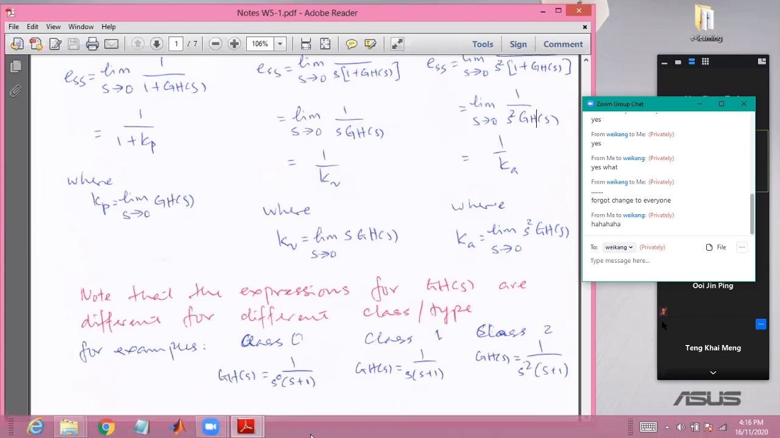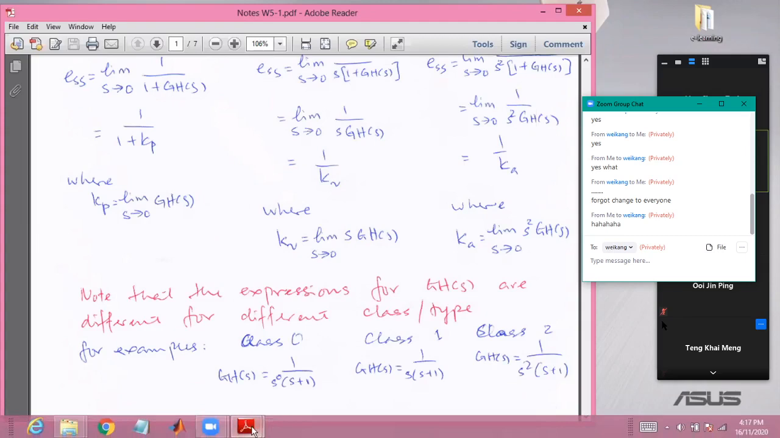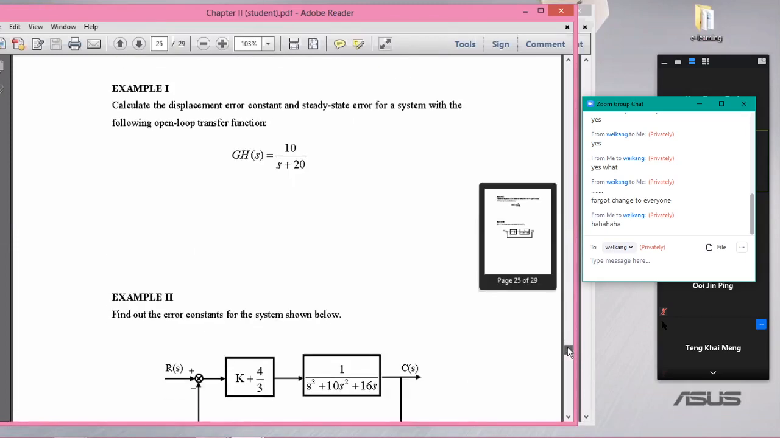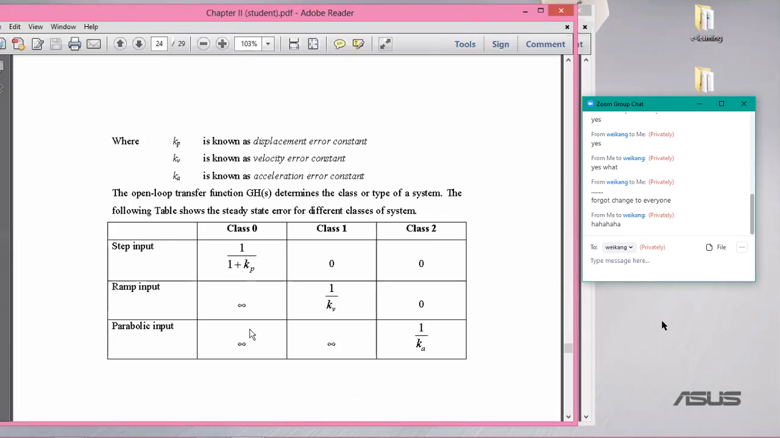Okay, so you have three types of input. You have three types of class, and you're going to have 3 by 3. There are 9 possible expressions for steady state error. So to simplify that, we have this very useful table that you can refer to. This is a very convenient table. Okay, so you have 9 steady state errors here.